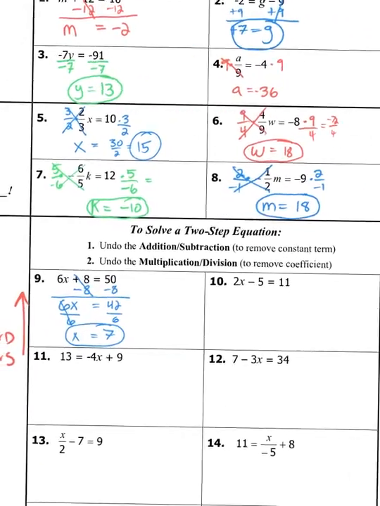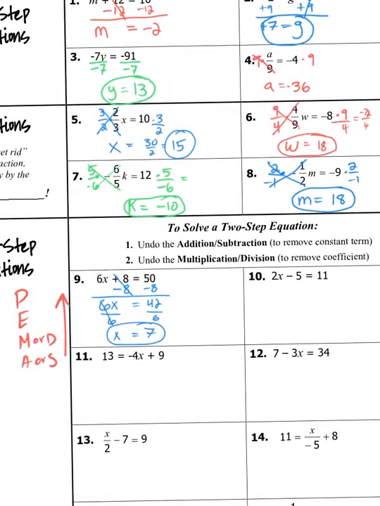We're going to do 10 together using PEMDAS backwards, the same idea. If I'm undoing addition or subtraction first, I've got to add 5 to both sides. 2x, 2 times the number is 16. Divided by 2, divided by 2. My number is 8. So if I think 2 times 8 is 16, 16 minus 5 is 11. Yep, that works.